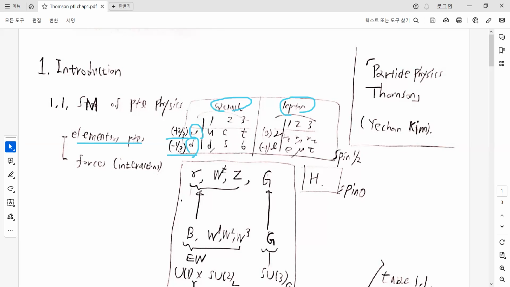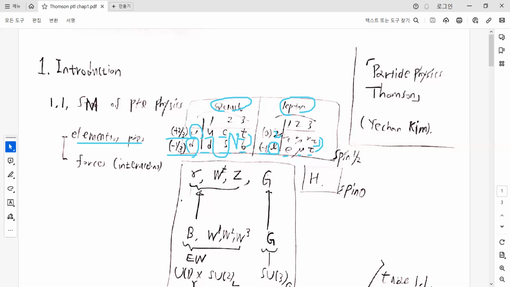The up type takes an electric charge of two-thirds, and the down type takes minus one-third of that electric charge. In each generation there are the up, charm, and top quarks and the down, strange, and bottom quarks, and the mass ordering is up quark, down quark, strange quark, charm quark, and then the bottom and top quarks. The leptons carry charge minus one, electron, muon, and tau, with the corresponding neutrinos having no electric charge: electron neutrino, muon neutrino, and tau neutrino. Up type and down type quarks, and neutrinos and charged leptons, can be swapped by the charged weak interactions.